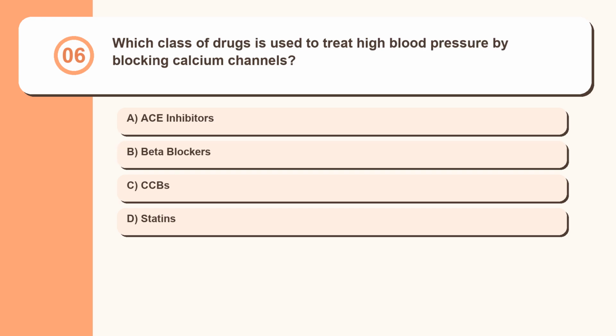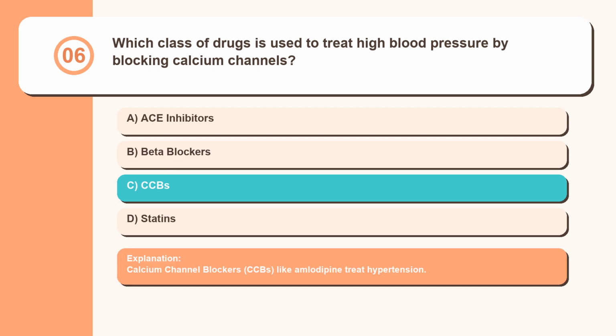Question 6. Which class of drugs is used to treat high blood pressure by blocking calcium channels? ACE inhibitors, beta blockers, CCBs, statins. Calcium channel blockers, CCBs, like amlodipine treat hypertension.